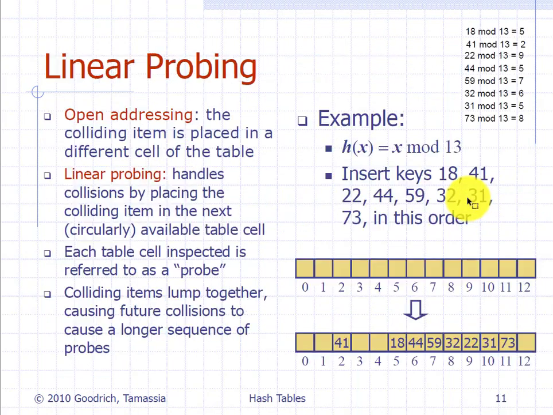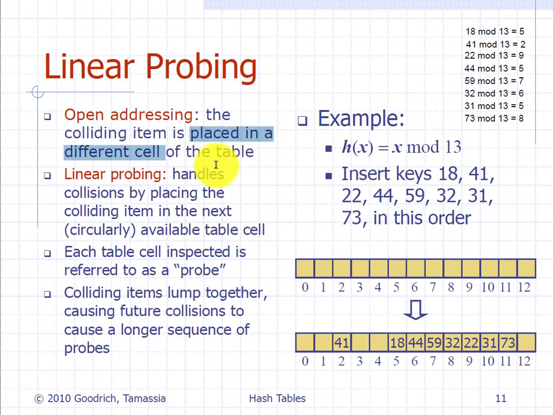But with linear probing, you are allowed to access the other cells and store information in them. So let's see how it does this. We have a collision. The collision occurs, but we place it in a different cell on the same table.